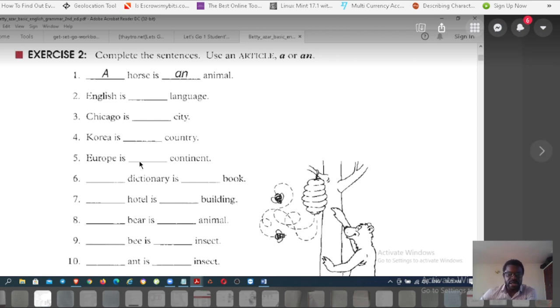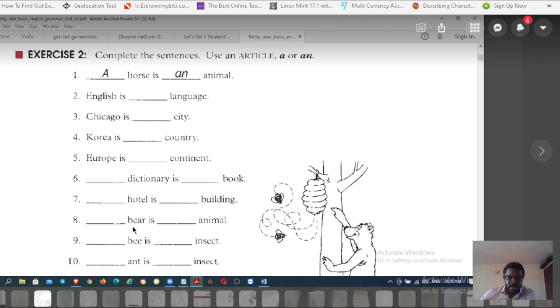Okay? The next one, number 6, says a dictionary is a book. We use a because D is what? A consonant. We use a book because B is a consonant. Number 7, a hotel is a building. We use a because H is a consonant. And we use a here because B is a consonant.